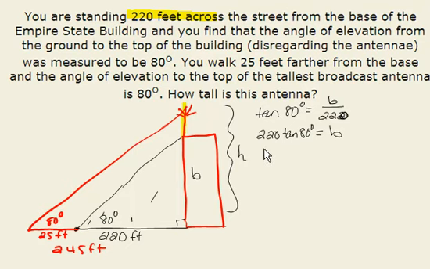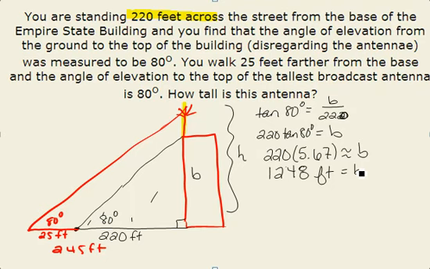So now I have the height of my building is 220 times 5.67. That approximates B, which tells me that B, or the height of the building, is 1,247.7, or 1,248 feet. This is pretty accurate since the height of the Empire State Building is 1,250 feet.